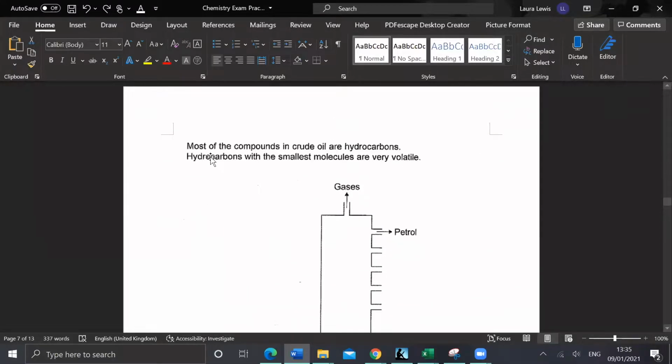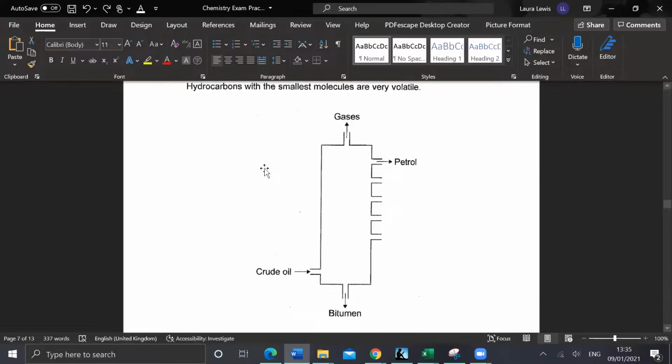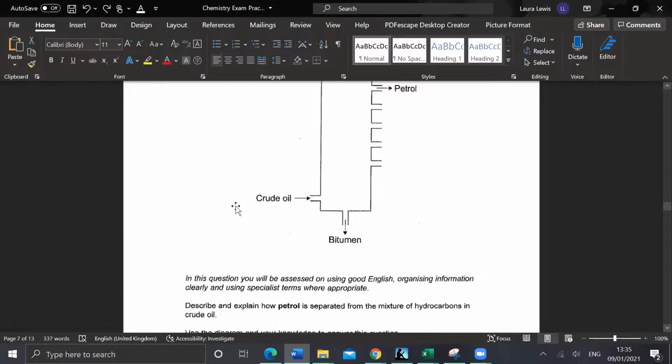Let's go into the next bit of the question. Most of the compounds in crude oil are hydrocarbons. Hydrocarbons with the smallest molecules are very volatile. Volatile means it evaporates easily, for example some alcohol is very volatile. Let's have a look. You've got a fractionating column here. Crude oil goes in, bitumen, like you use to make roads, comes out, that tar. Petrol is out up here, then gases. And there are some other things over here that are not labeled.